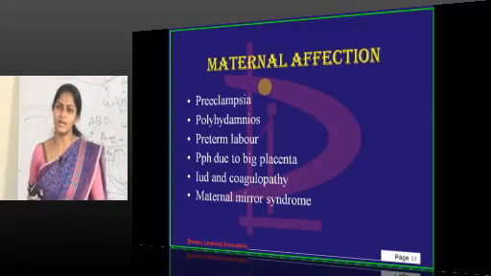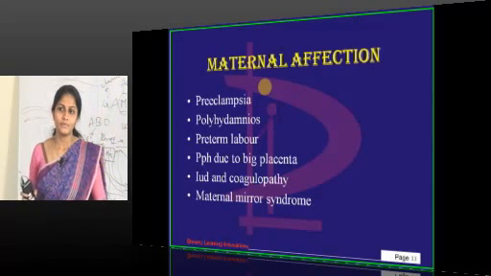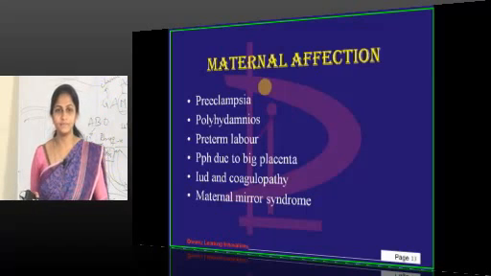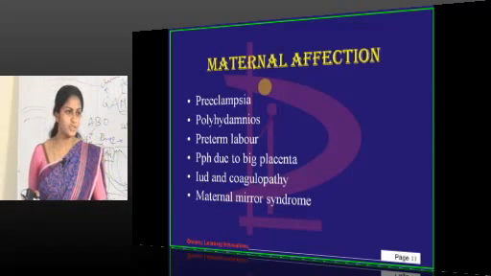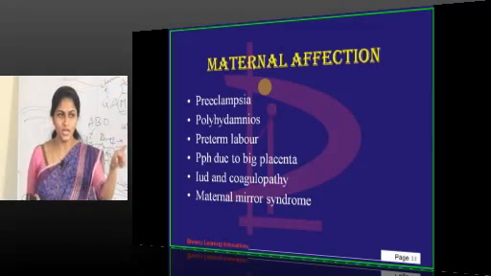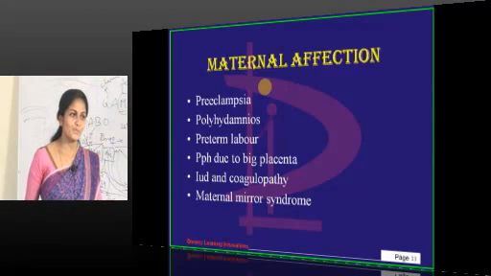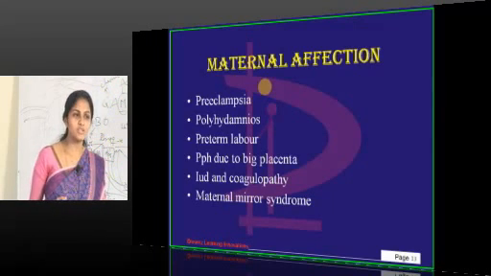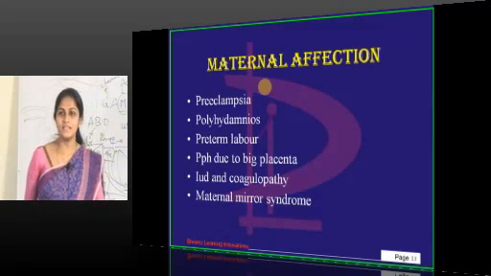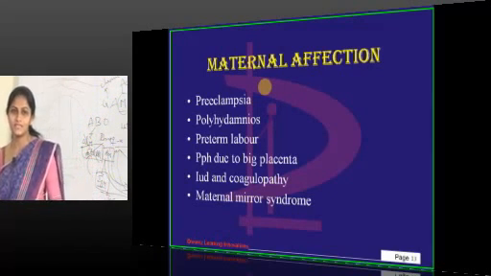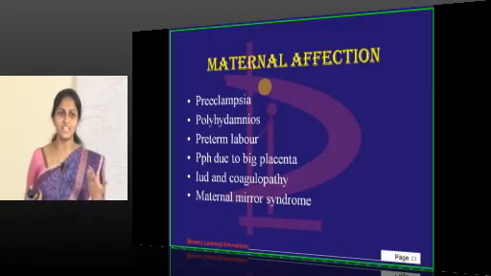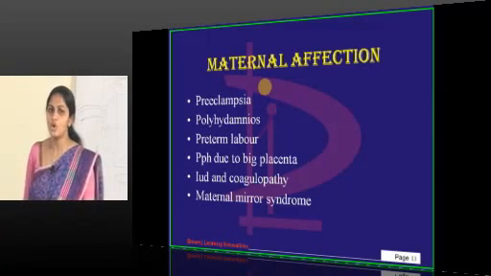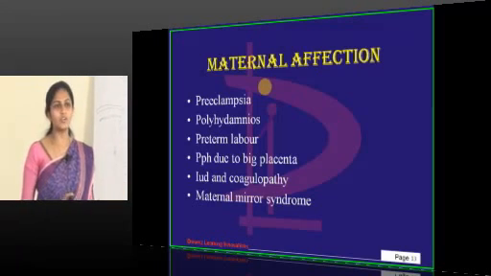What are the causes of polyhydramnios? Can anyone tell? Anencephaly, right? Tracheoesophageal fistula. Atresias will cause either poly or oligo. Sure? The most common cause of oligo is renal agenesis. So in polyhydramnios it is atresias. Why in atresia is there poly? The baby will not be able to swallow the fluid, so everything will be outside. That is going to cause polyhydramnios.